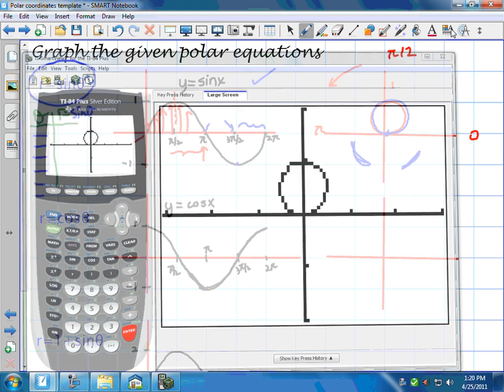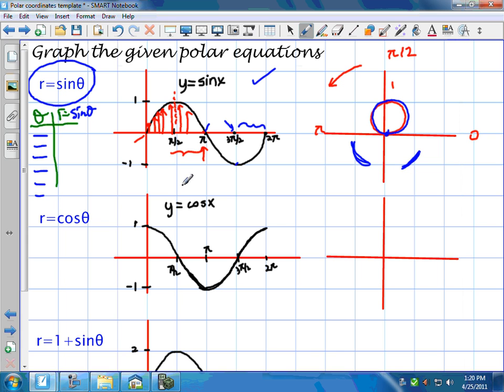Can you do the next one? Let's do this one. From theta equals 0 to theta equals pi over 2, what is happening to the r values? From theta equals 0 to pi over 2, r values are going from 1 to 0, correct? So if we started here, by the time you're done here, you should be going from 1 back to 0.